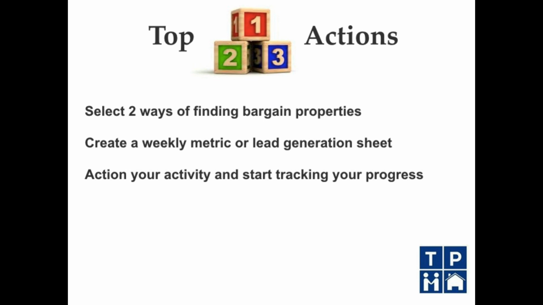So find 2 ways that you can target bargain properties. Add it to your weekly lead generation and start tracking that progress. Track it for at least 12 weeks to see how the progress and the results come along, and then change it or adapt it, amend it if it's not working for you. But give it a fair chance, and you will absolutely get the success that you want, and you'll achieve the goals that you want.